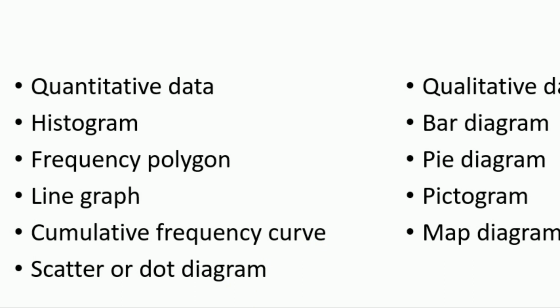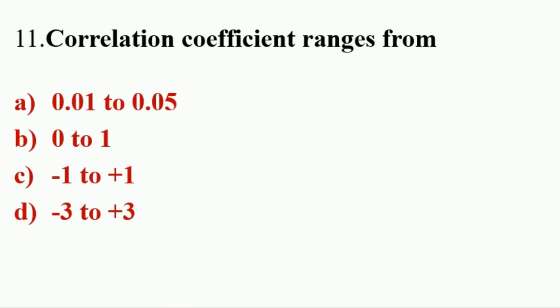Next question. Correlation coefficient ranges from options A, 0.01 to 0.05, B, 0 to 1, C, -1 to +1, D, -3 to +3. Answer is C, -1 to +1. So correlation coefficient ranges from -1 to +1.